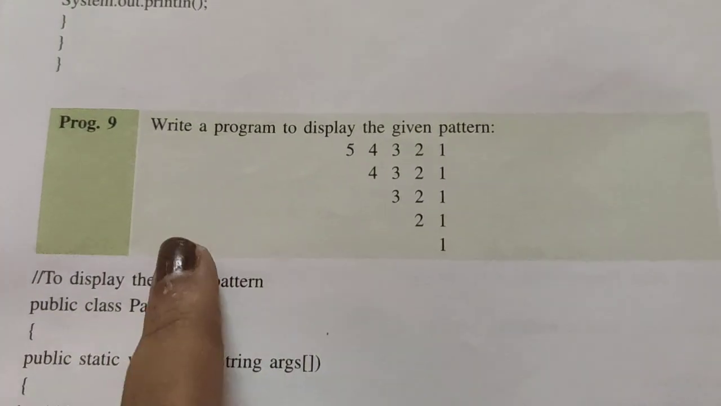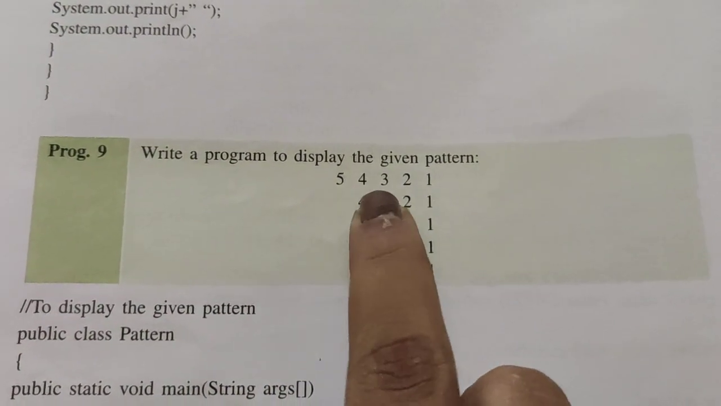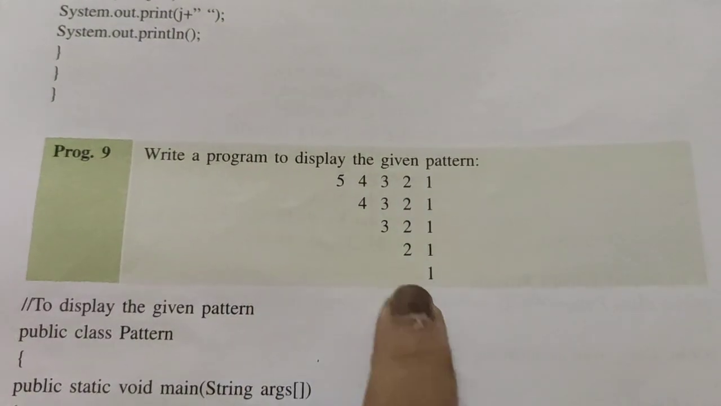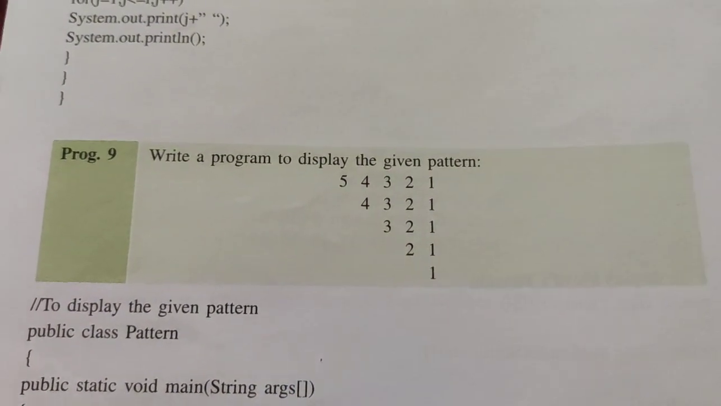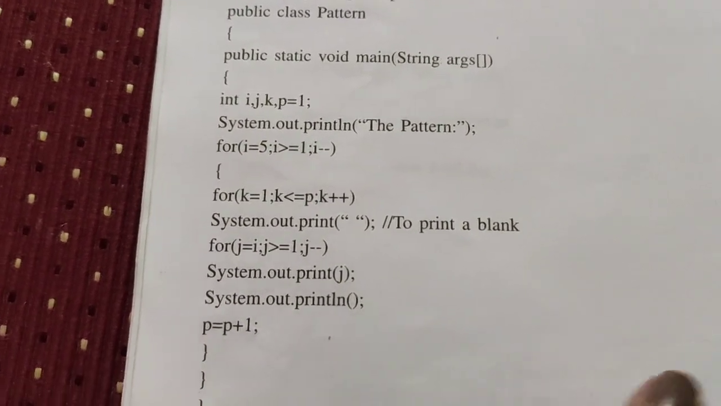So next we will see how to print this pattern, that is 5, 4, 3, 2, 1, then 4, 3, 2, 1, then 3, 2, 1, like that. Here also we have 1, 1, 1, and minus 1 is coming. We will see how to print this.